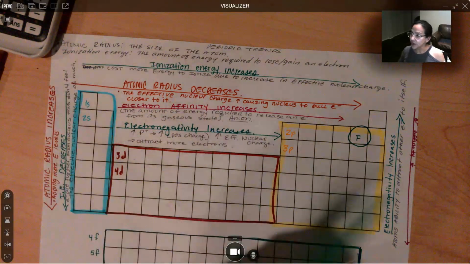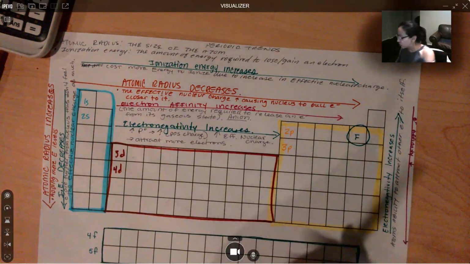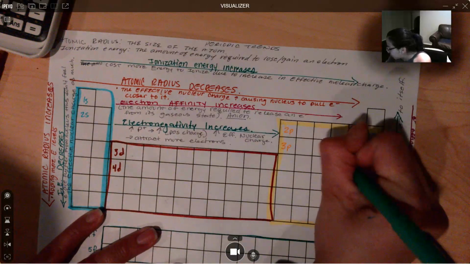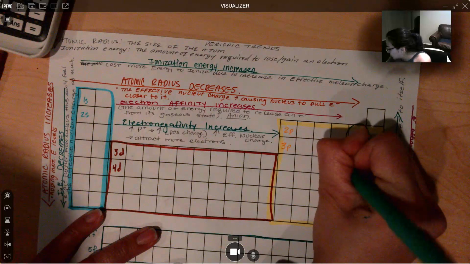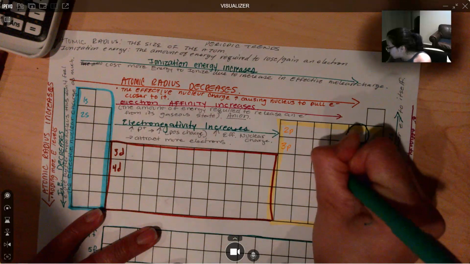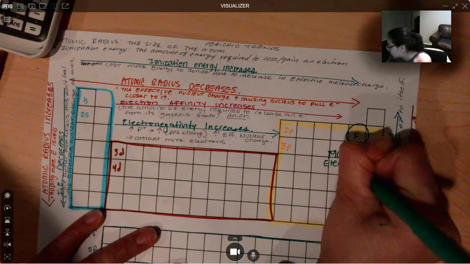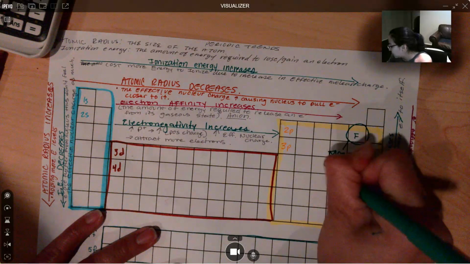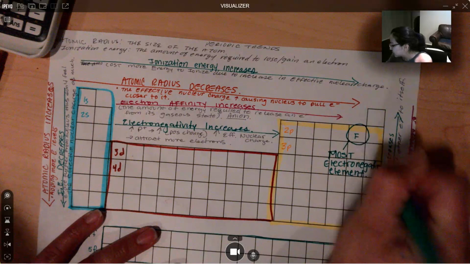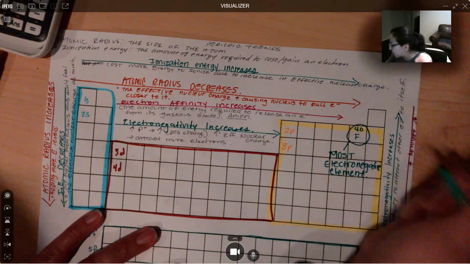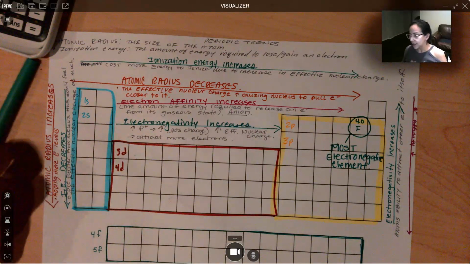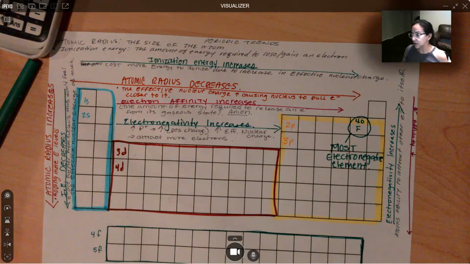Now, the reason I had you guys circle fluorine is because fluorine is the most electronegative element. So I'm going to write most electronegative element. And this one is crucial. It stands at a 4.0. Okay, at a 4.0. That's the highest that the electronegativity values can go, is 4.0.